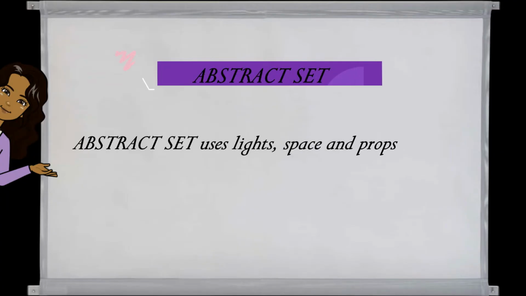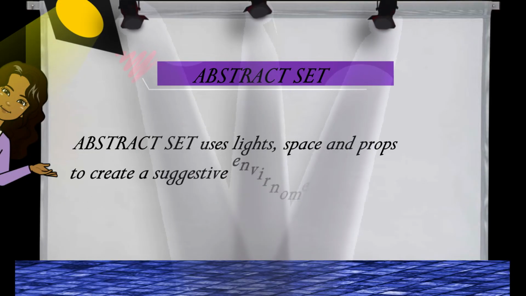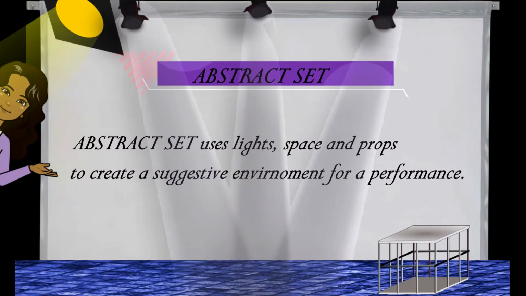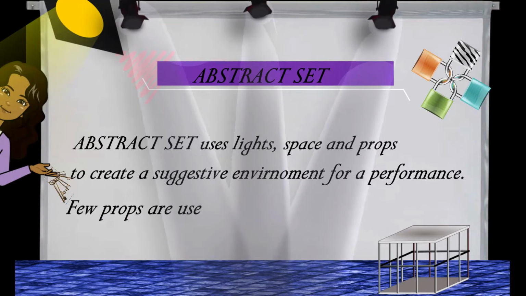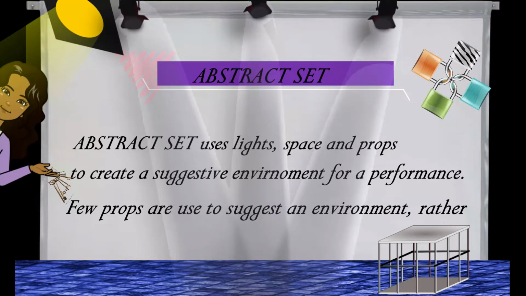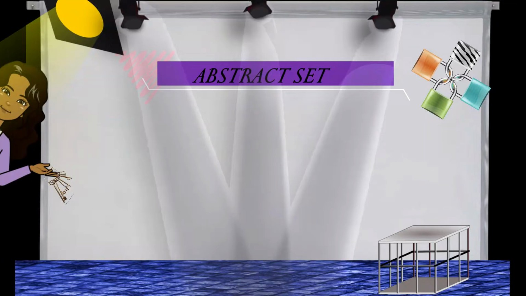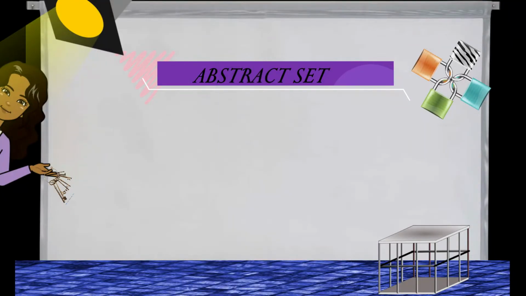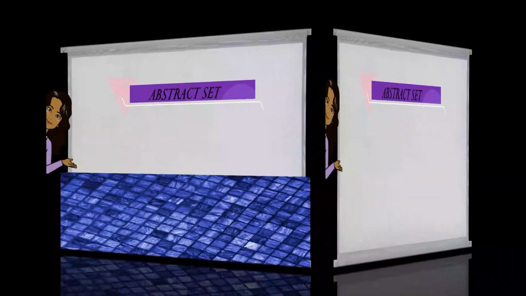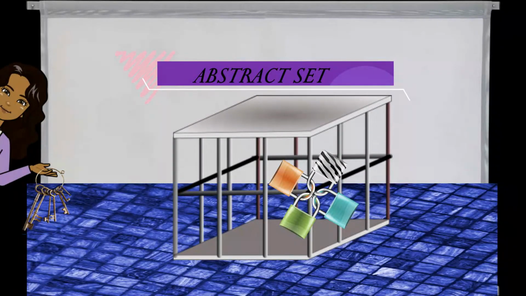Abstract stage design uses light, space, and props to create a suggestive environment for a performance. This includes using only a few props that work to suggest an environment rather than a design creating the actual setting. Abstract stage design suggests that a story is taking place in a general time or an unspecified place rather than creating a particular location.